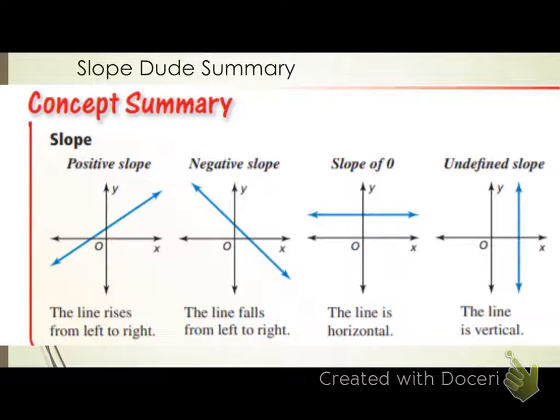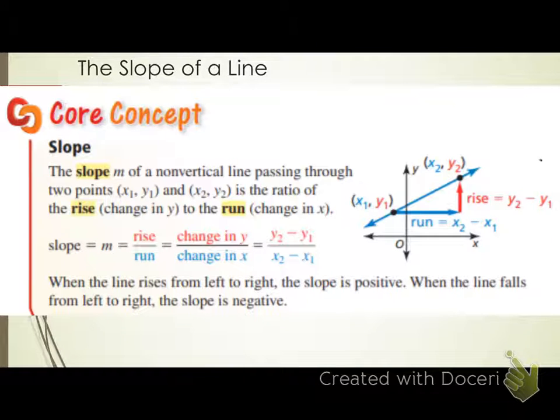Here's just another summary of it with actual graphs. If a line rises from left to right, it's positive slope. Line falls from left to right, negative slope. Horizontal line, slope of zero. Vertical line, undefined slope. Pretty easy? Let's talk about slope. What are the two words you used, what over what, in pre-algebra? Rise over run, right? It hasn't changed. Slope is still rise over run.